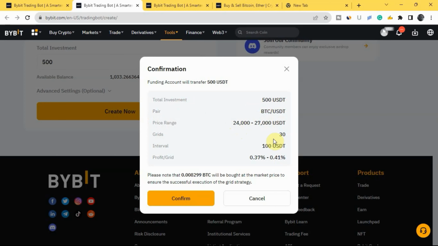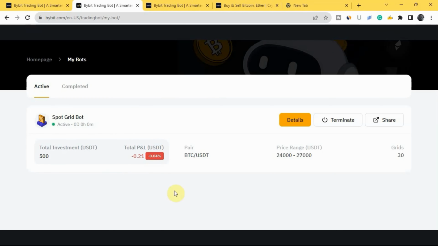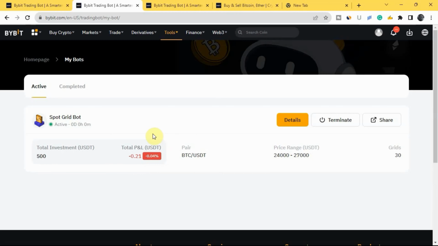And then for the grids, you can see it's 30 grids. Interval is 100 USDT and the profit per grid is 0.37 to 0.41%. So once I've confirmed all of that, I'll just click on confirm. And that brings you to your trading bot, right? So this is where you can monitor your trades. You can see the total investment is $500. This is where you can monitor how your profit is going up or down. This is where you can see the market pair. Then you can see the price range and the number of grids. So I can always come back here to check how my trading bot is doing.